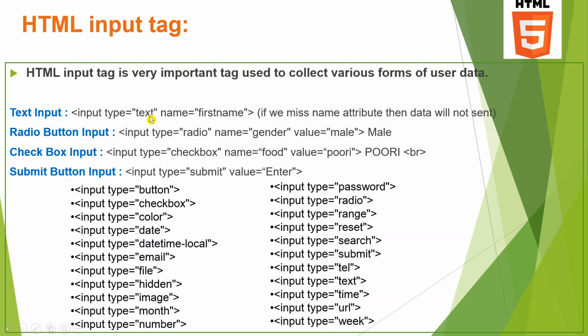Then the name attribute, it's very important, friends. Name is equal to firstname. We must give this name attribute. If you miss this name attribute, and after entering all your data in the form you click submit, the form doesn't collect this particular input. Wherever you miss the name attribute, the form won't collect that input and hand it over to the server side script. The name is very important.